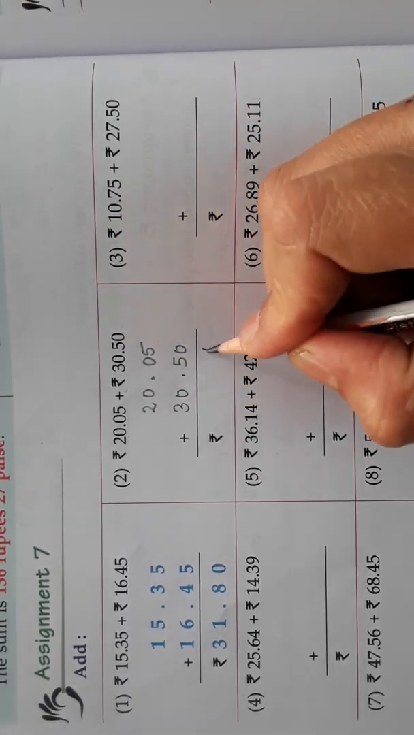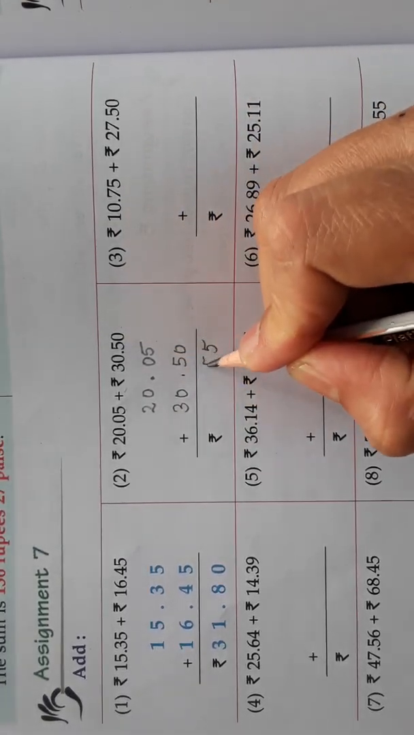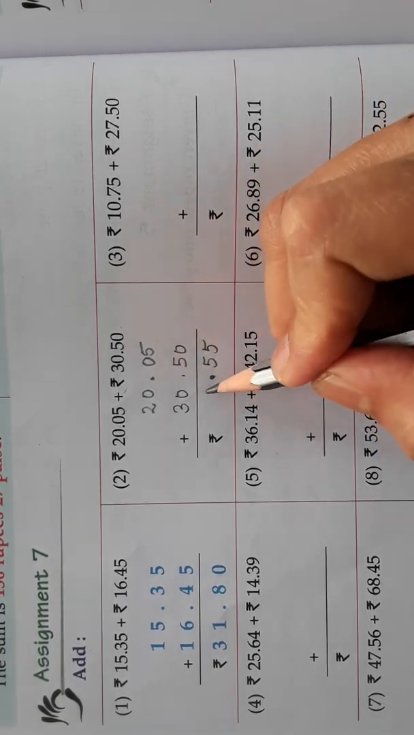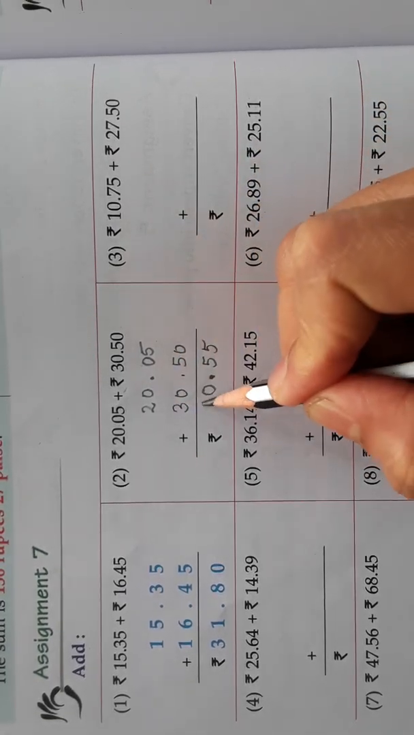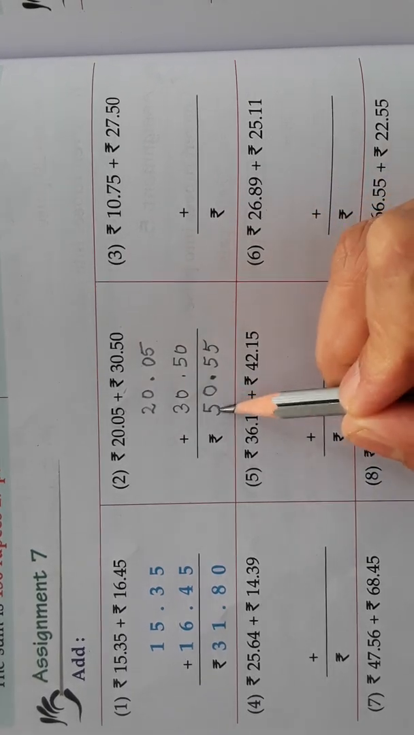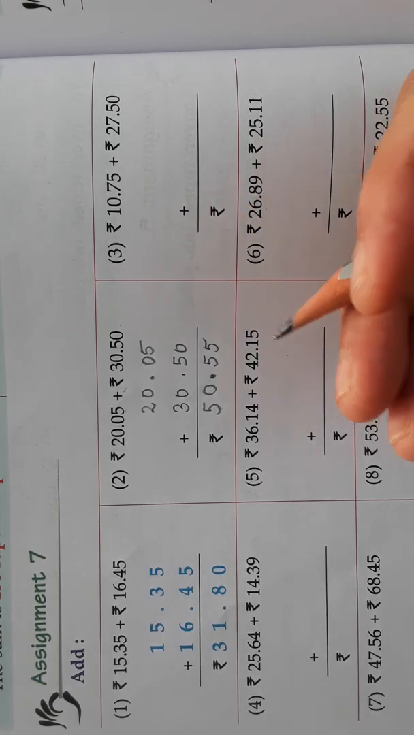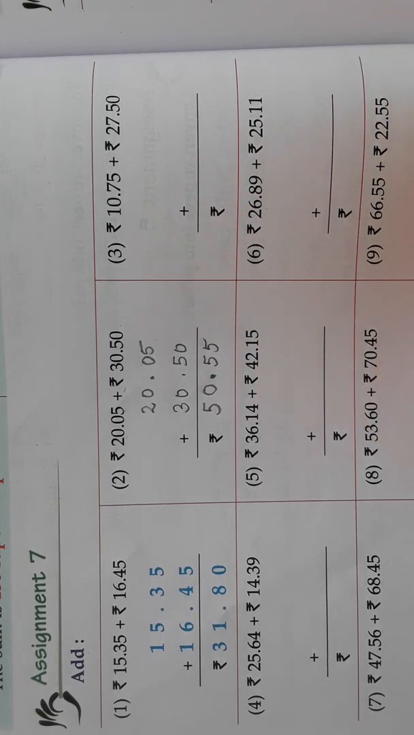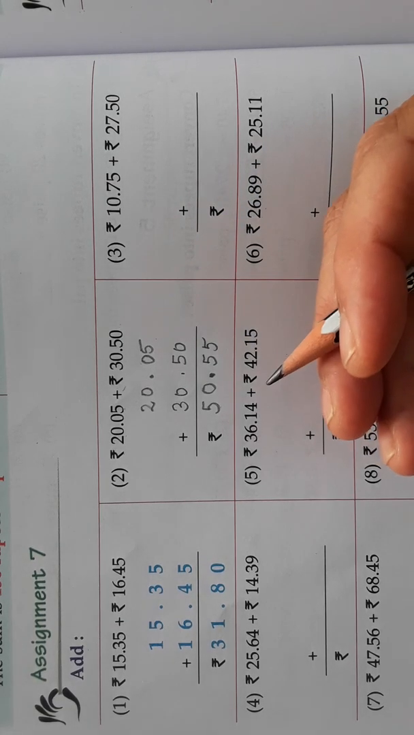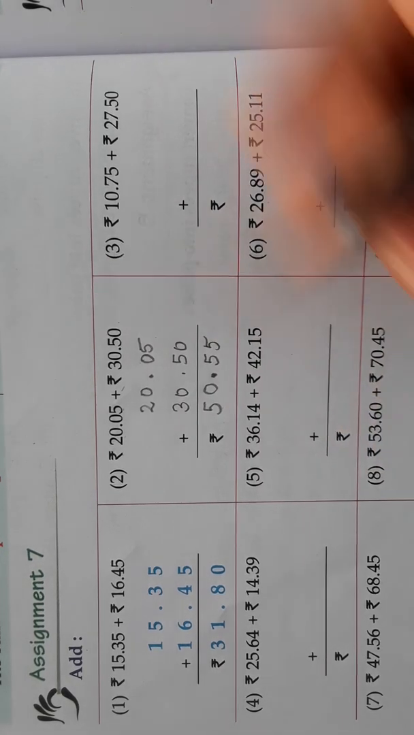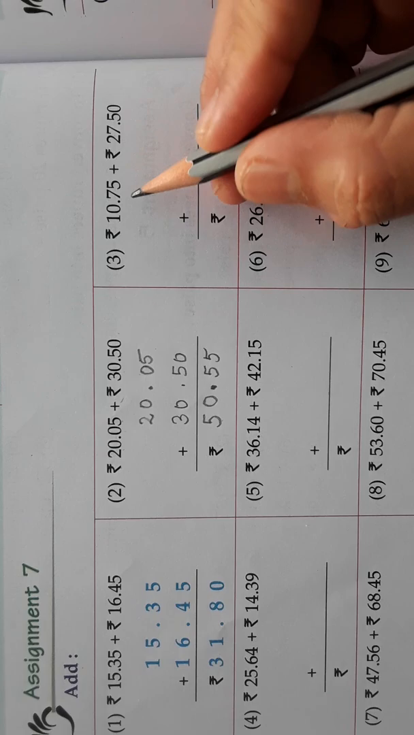5 plus 0, 5. 0 plus 5, 5. And you put the dot, that means the point. 0 plus 0, 0. 2 plus 3, 5. So what is the answer? 50 rupees 55 paise. See, it is just adding ordinary numbers. Addition of money is also just like ordinary numbers addition. Understood, children?